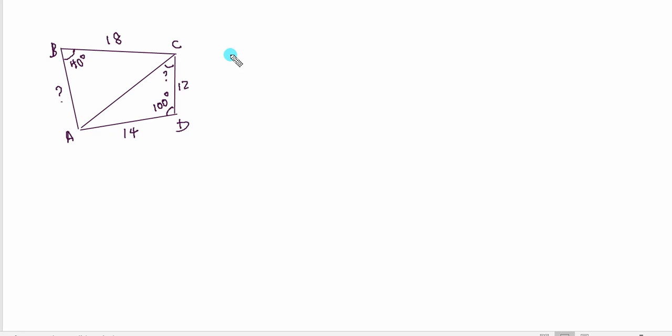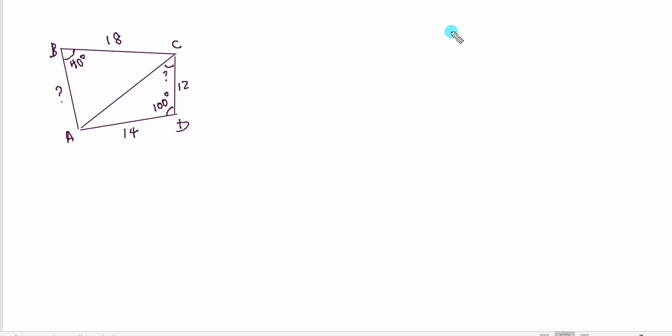Okay, now let's look at this example. This example illustrates the multiple levels of using the sine rule and cosine rule in order to find the final answer. Actually it's a quadrilateral, but it can be split into two triangles. So when it's split into two triangles, you can use cosine rule and sine rule.